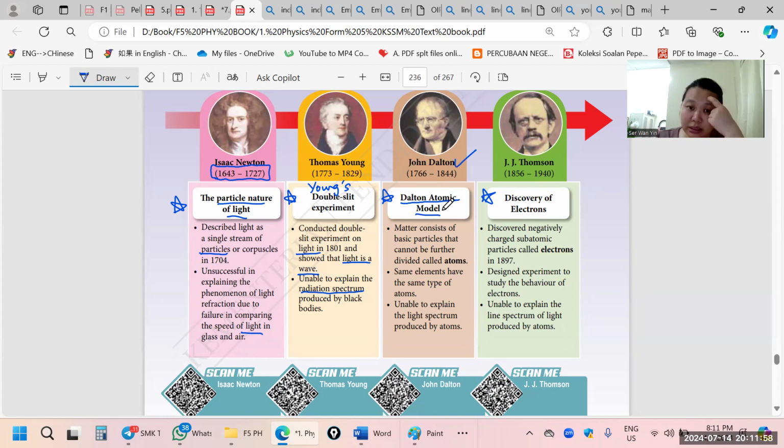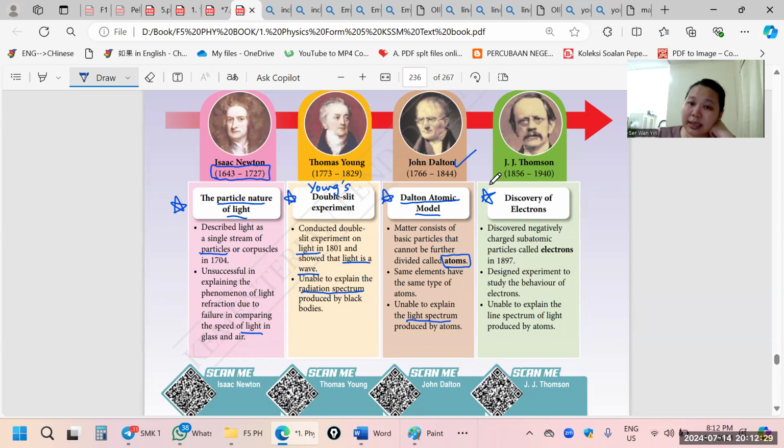John Dalton said matter consists of basic particles that cannot be further divided, called atoms. So John Dalton determined the atomic model. So now we know there are very small particles called atoms that we cannot see, but it was still unable to explain the light spectrum produced by the atom.